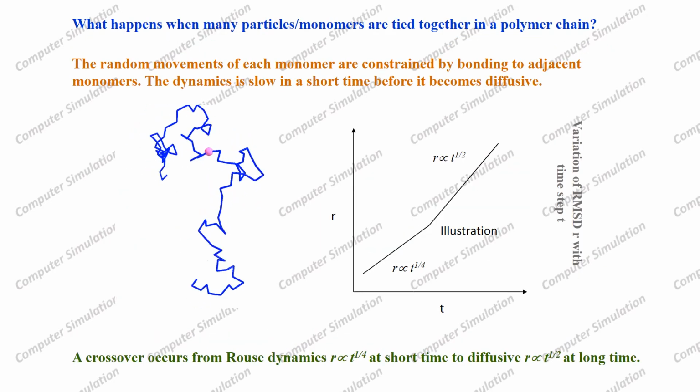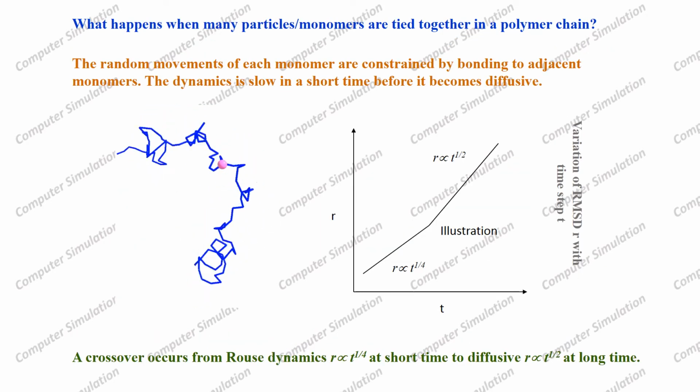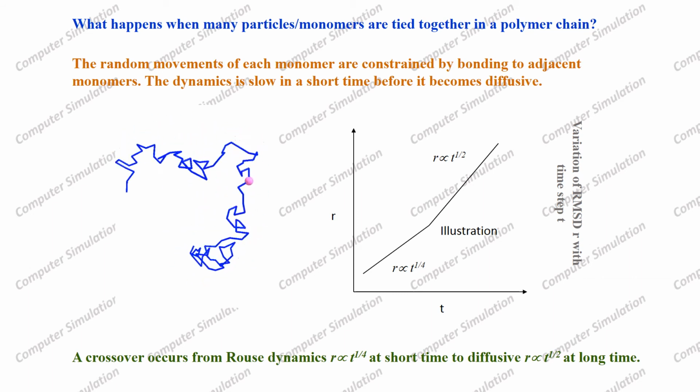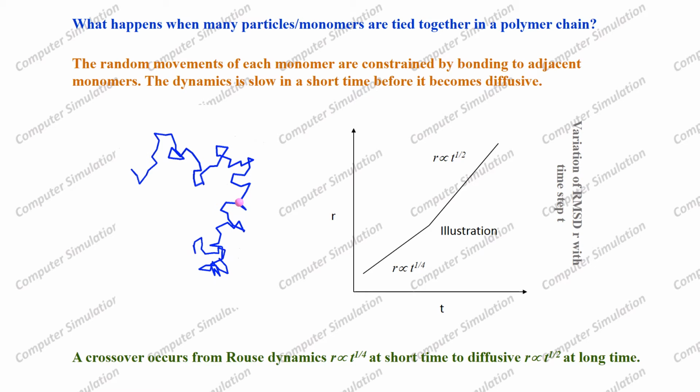What happens when many particles/monomers are tied together in a polymer chain? A monomer cannot share the same space with the others at the same time, known as the excluded volume effect or hardcore interaction. The random movements of each monomer are constrained by bonding to adjacent monomers. Obviously, the dynamics of monomers is expected to be different from that of a random walk, at least at short times. The dynamics is slow in a short time before it becomes diffusive.